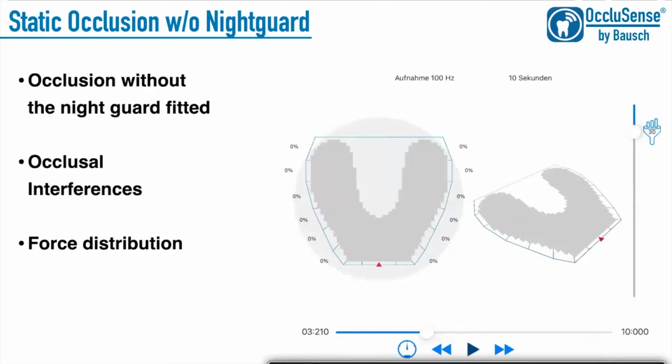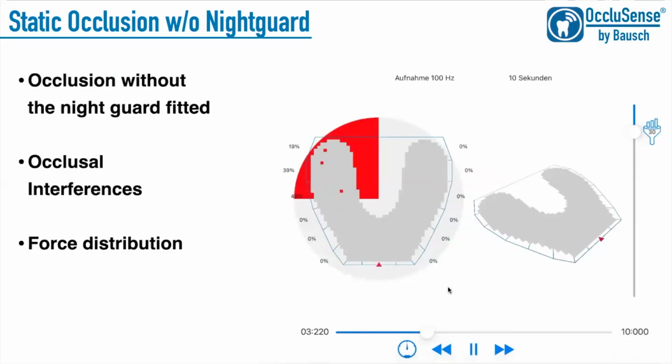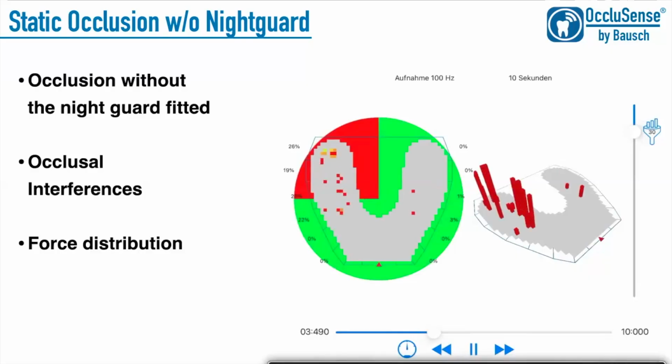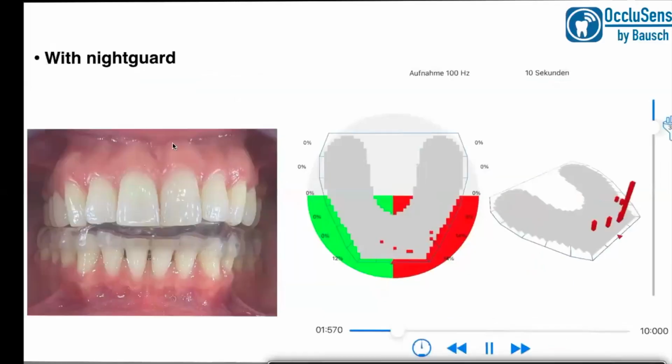So this is the beginning of her occlusion. So this is static occlusion, no night guard. She only has contacts in the right molar region. And when the bite advances, we have more contacts sliding into place. You can see this a little bit better here.